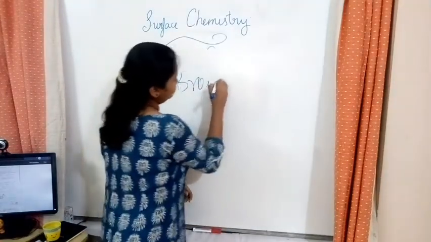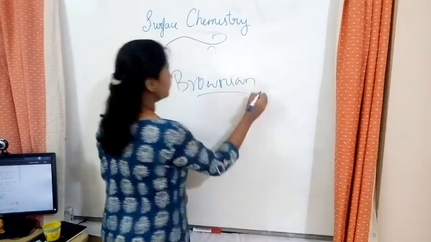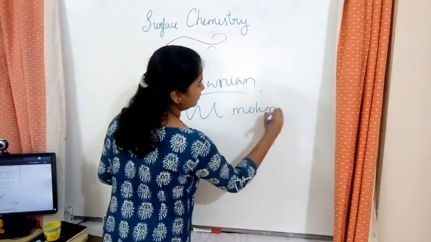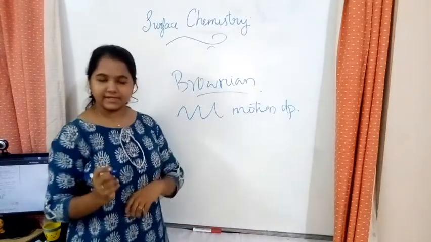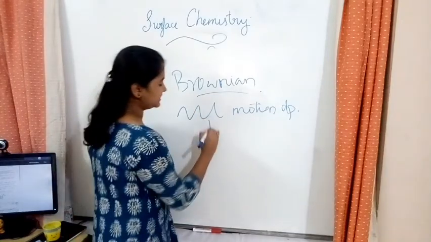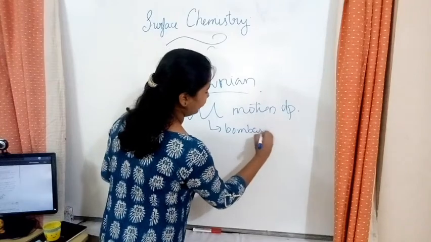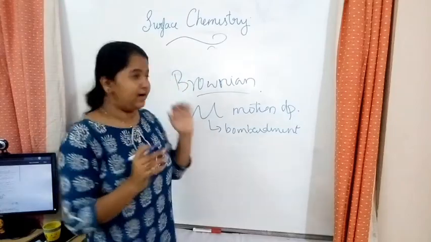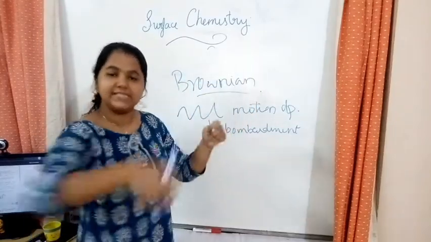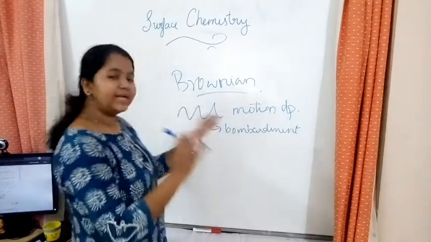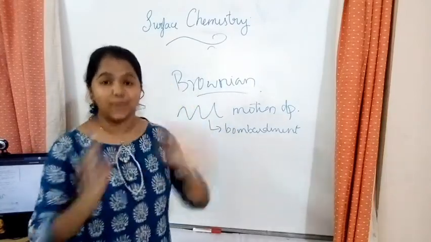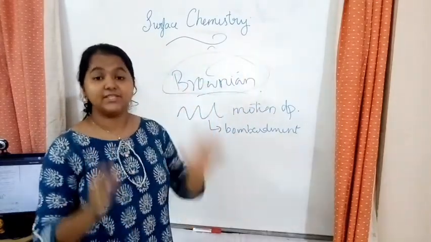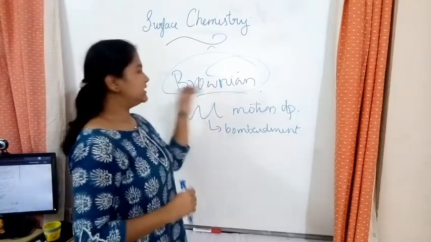So the Brownian movement. What is Brownian movement? The continuous zigzag motion of the dispersed phase particles. Why is there a continuous zigzag motion? That is because of the bombardment of the dispersed phase with the dispersion medium. This Brownian movement has a stirring effect, which is why colloidal particles do not settle under gravity. Actually, Brownian movement is a property which allows colloidal particles to be stable. So this is Brownian movement.